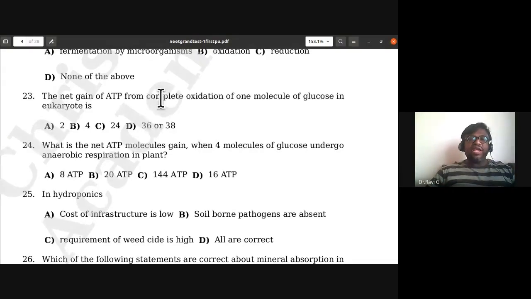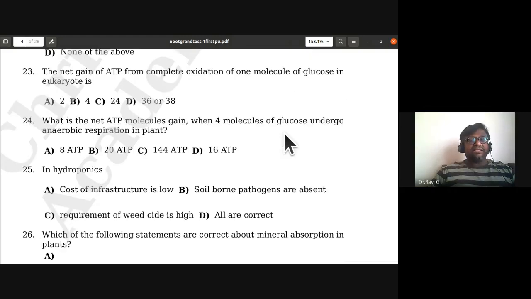The net gain of ATP from complete oxidation of one molecule of glucose in eukaryote is going to be, so net gain of ATP, complete oxidation, that is aerobic respiration. So in eukaryote, it is going to be 36 ATP or 38 ATP. This is the right answer. 23rd is the right answer.